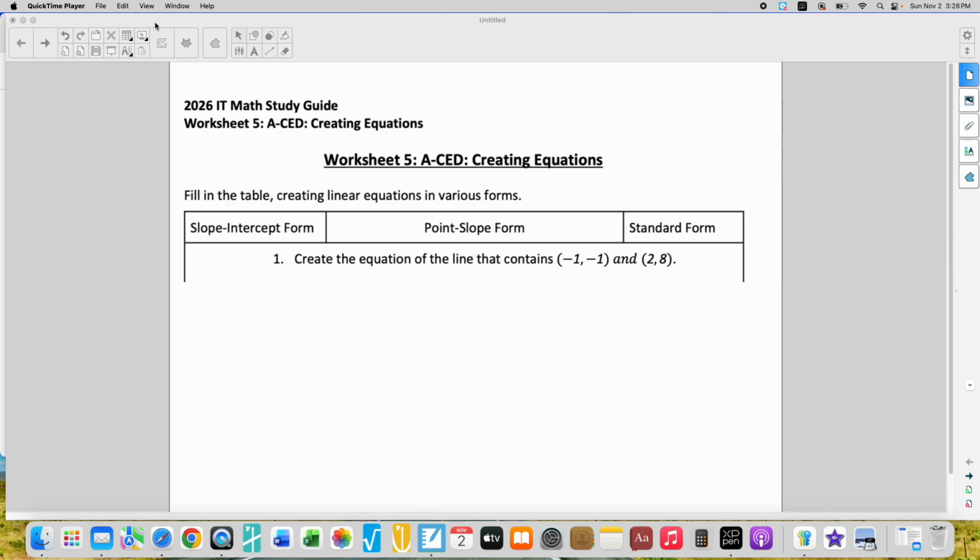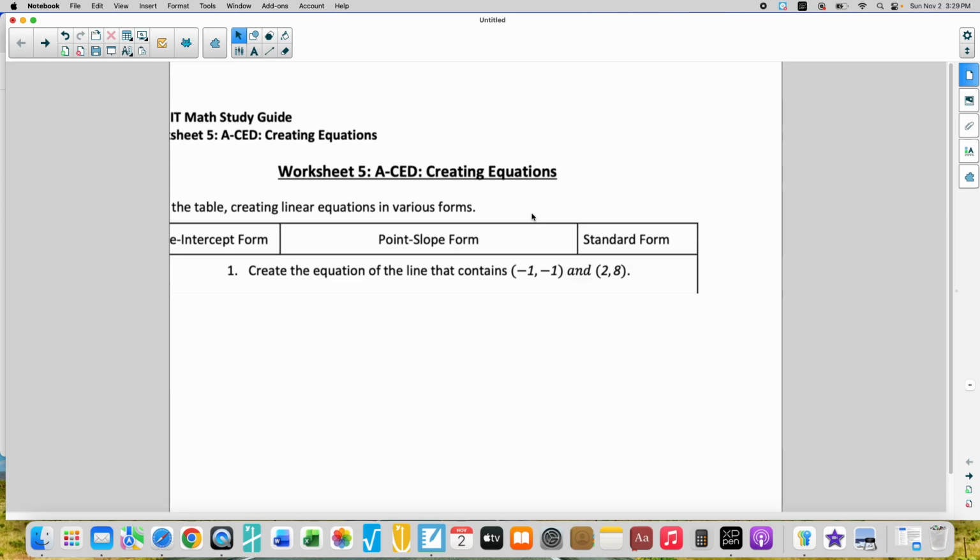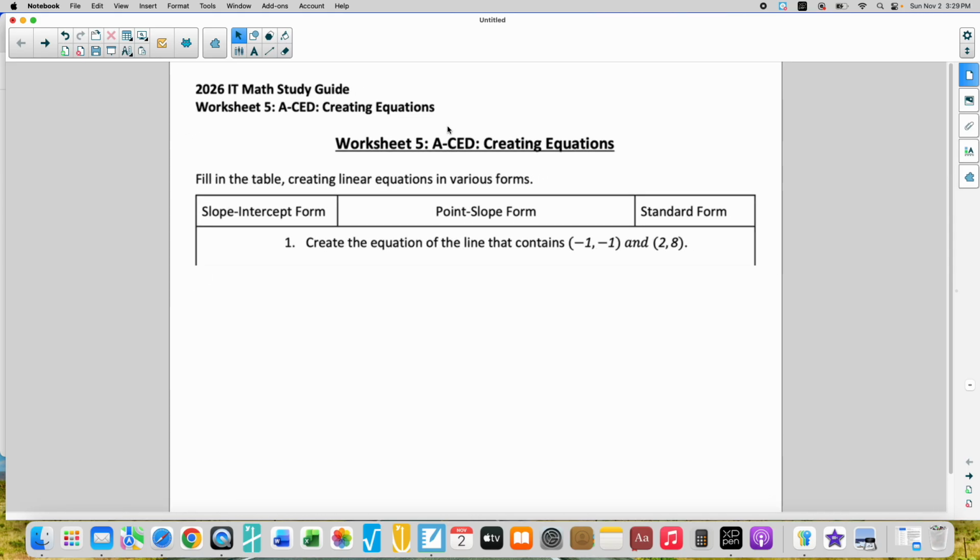Academic decathlon. For math, this is worksheet number 5, dealing with linear equations and quadratic equations, parabolas, lines. Fill in the table, create linear equations in various forms. We're going to have to write it in slope-intercept form, point-slope form, and standard form. So first of all, let's write each of those.